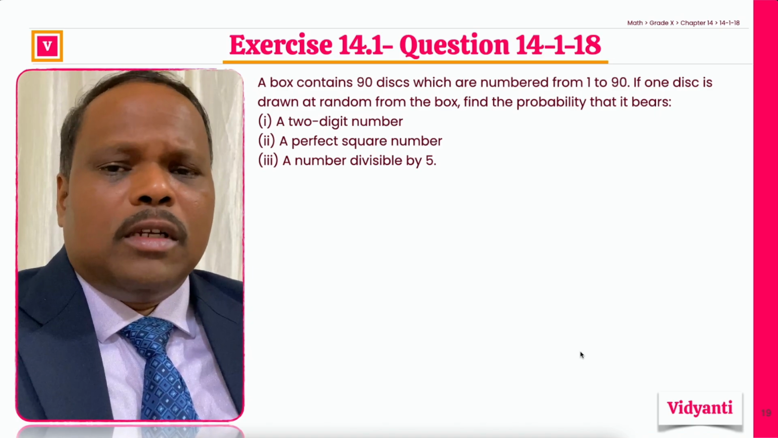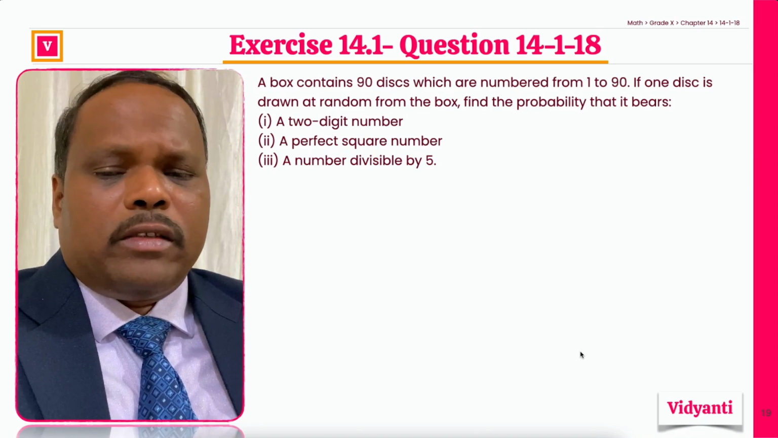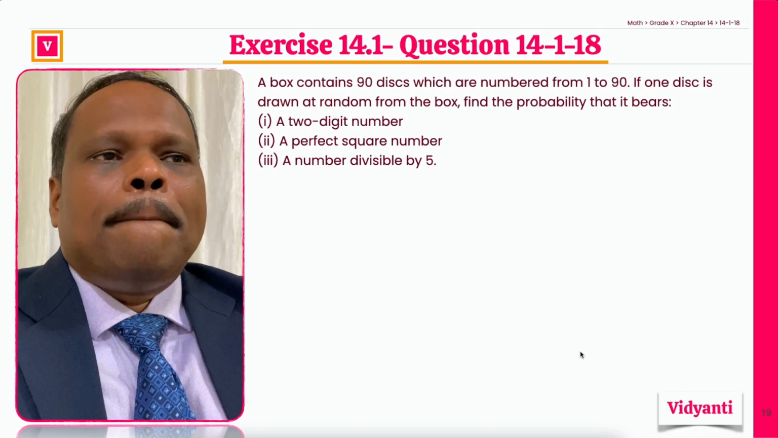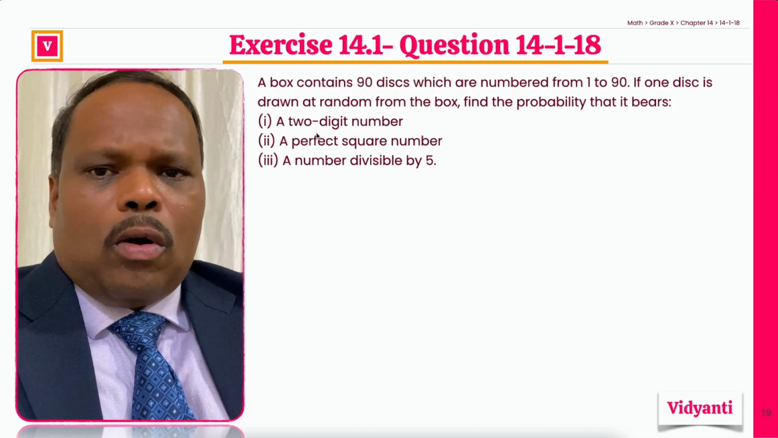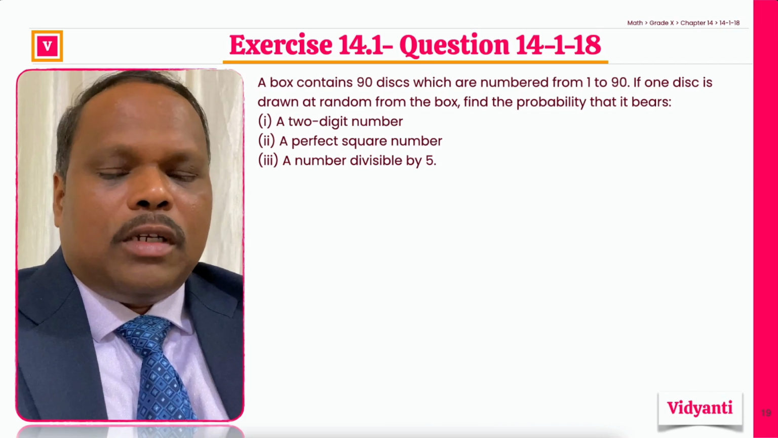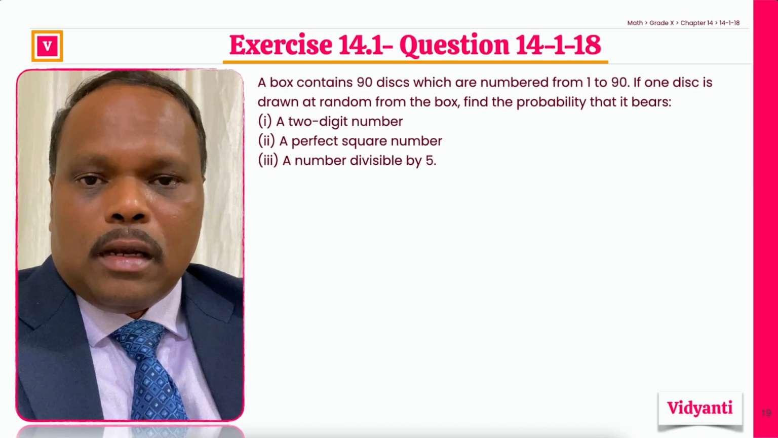Everything is possible. Everybody has an equal and unique chance of being drawn. Find the probability that it bears a 2-digit number. Now we have altogether 90 numbers, 1 to 90. So the sample space will be 90, and that will be the number which goes into the denominator.